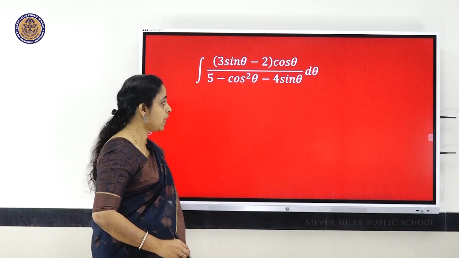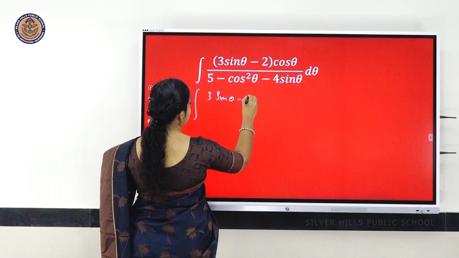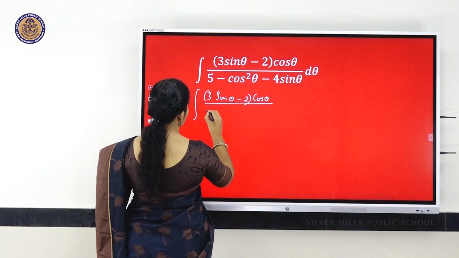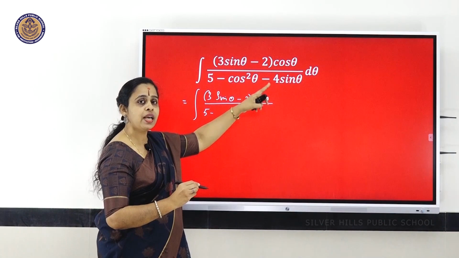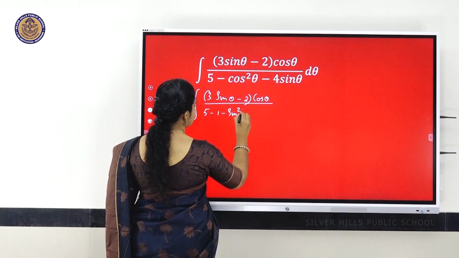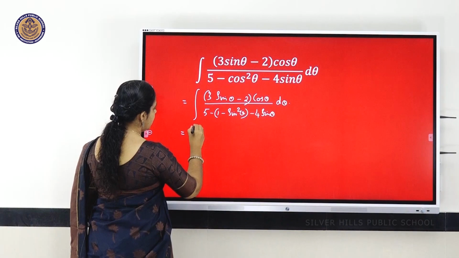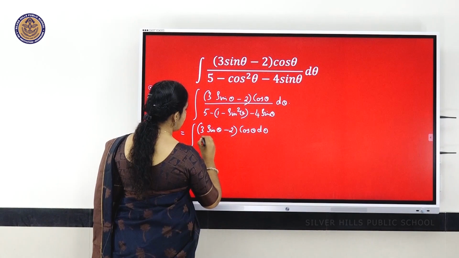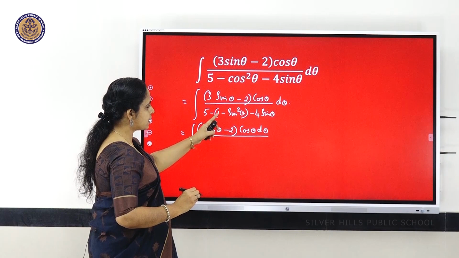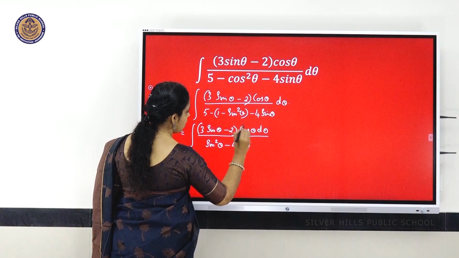Equal to integral (3 sin theta minus 2 cos theta) divided by 5 minus cos square theta, which is 1 minus sin square theta. We are changing to sin theta completely except this one, because we are going to substitute sin theta equal to t. 1 minus sin square theta minus 4 sin theta d theta equal to integral (3 sin theta minus 2) into cos theta d theta divided by, here comes minus minus plus sin square theta, sin square theta minus 4 sin theta, then comes 5 minus 1, 4.